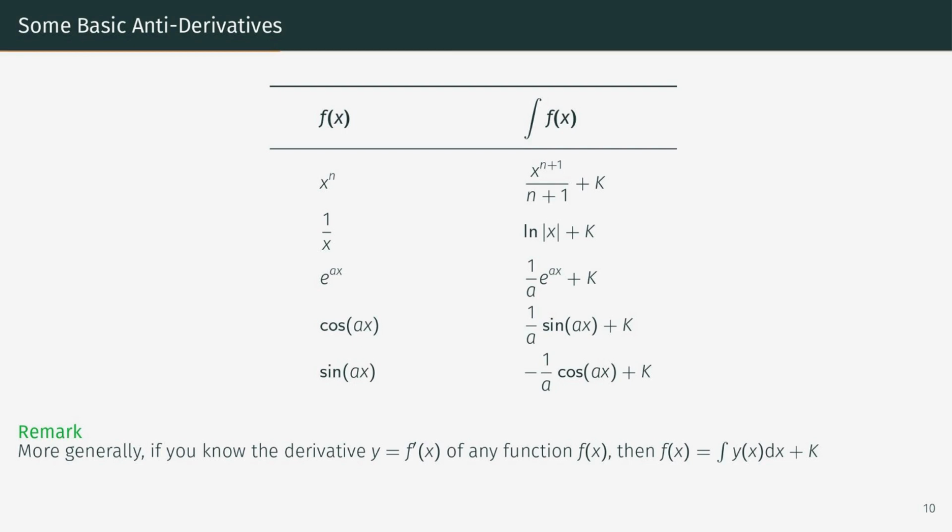So the cosine of ax becomes 1 over a times the sine of ax plus k, and the sine of ax becomes minus 1 over a times the cosine of ax plus k. One remark is that, more generally, if you know the derivative y equals f prime of x of any function f of x, then f of x equals the integral of y of x dx plus k.